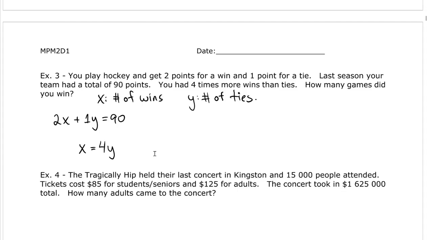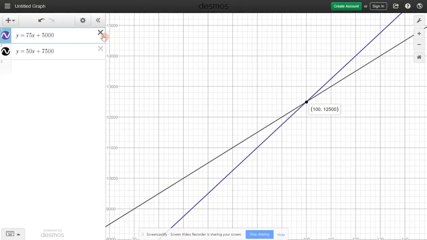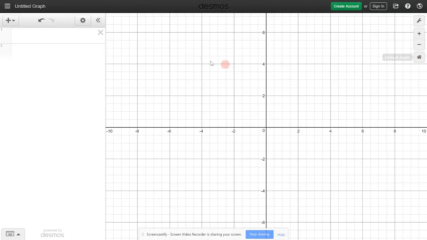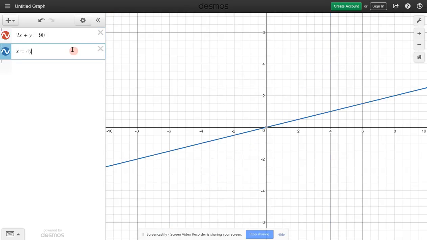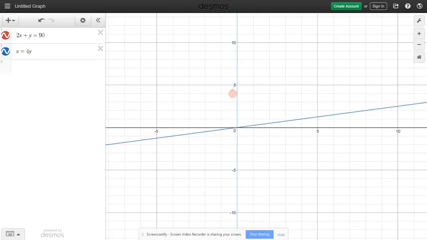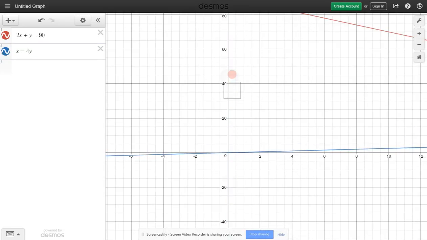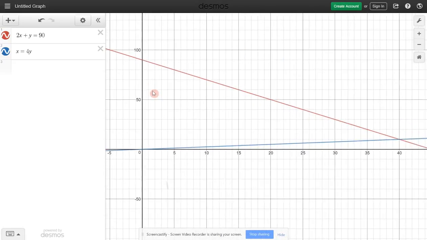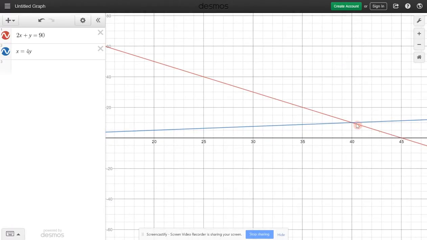Let's go back to Desmos. Let's erase our original 2 graphs. Click on the home button to bring us back to our default zoom. And here we go, 2x plus y equals 90. And the other equation is going to be x equals 4y. I can't see the first equation we wrote, so I'm going to have to zoom out a little bit. And there we go. Now we can see where the 2 lines intersect. At the x value of 40, the y value is 10, and there is our solution.